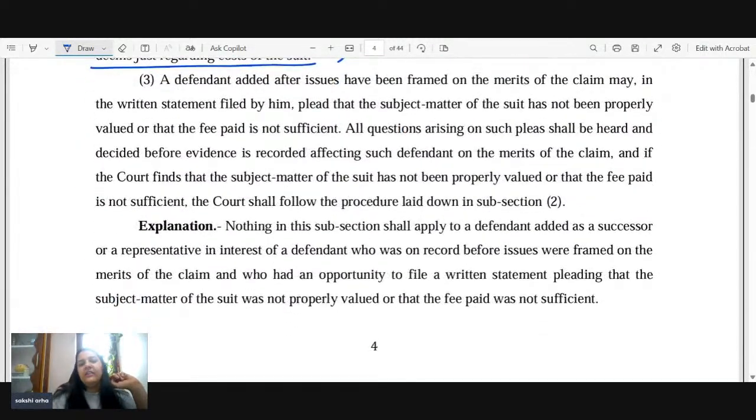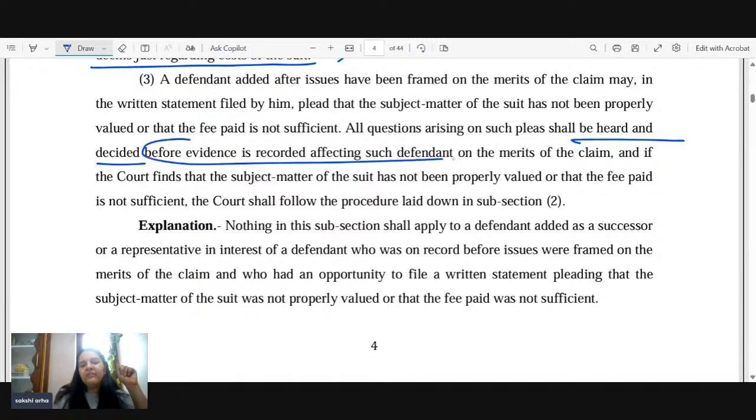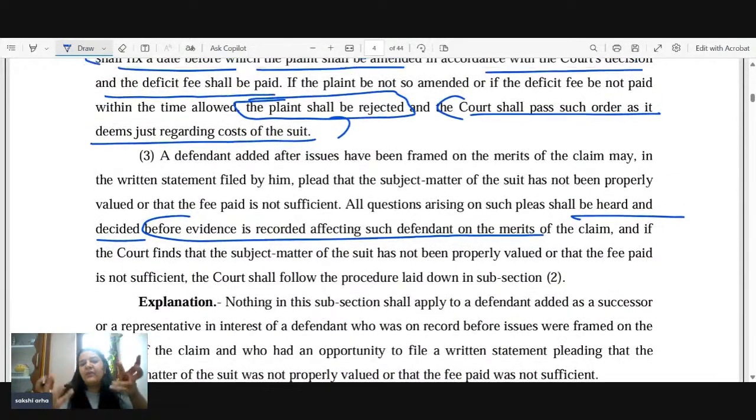A defendant added after issues have been framed on the merits of claim may in the written statement plead that subject matter of the suit has not been properly valued. Now suppose issues frame हो गए, उसके बाद you are adding a new defendant. He can also raise this plea. Okay, and all question arising on such plea shall be heard and decided before evidence is recorded affecting such defendant. Evidence record करने से पहले you will decide this matter, and then whatever decision come it will follow according to rule 2. Okay, like subsection 2 के according वो फिर से follow किया जाएगा.